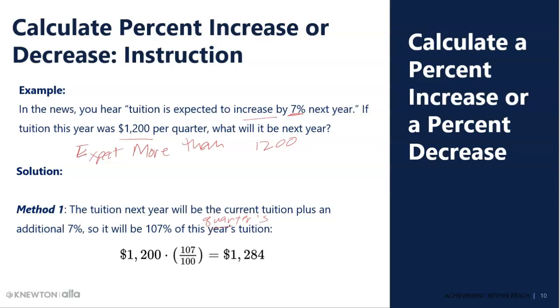You can find 7% of 1,200 and add it to the 1,200. We did that in class. But if it's going to be 7% more, it's 100% plus 7%. So it's 107% of the $1,200. That word of means multiply. 107% gets written as 107 over 100. Whenever you see this percent sign, you can just change it to that.